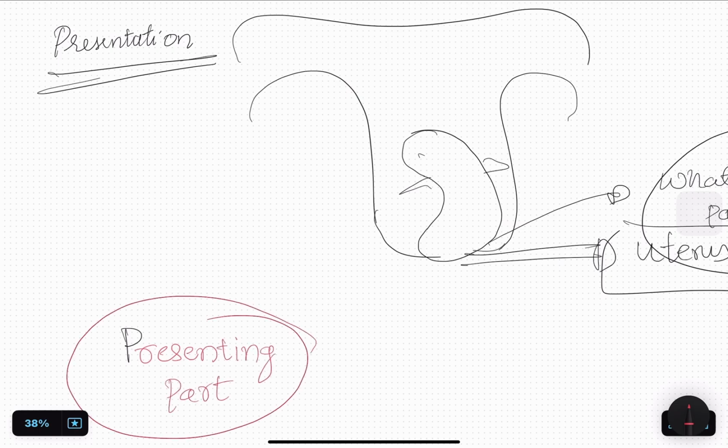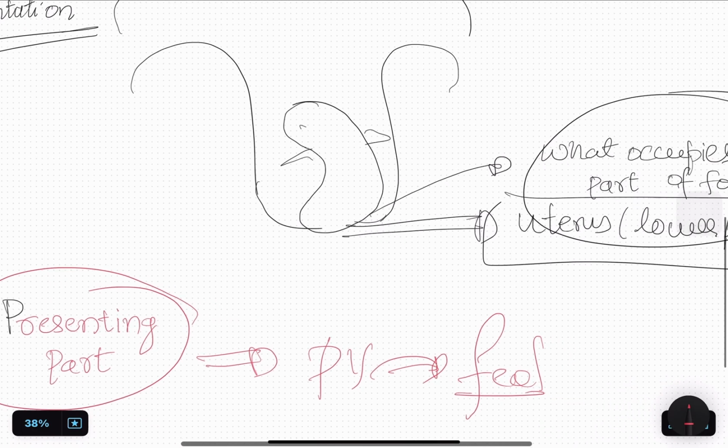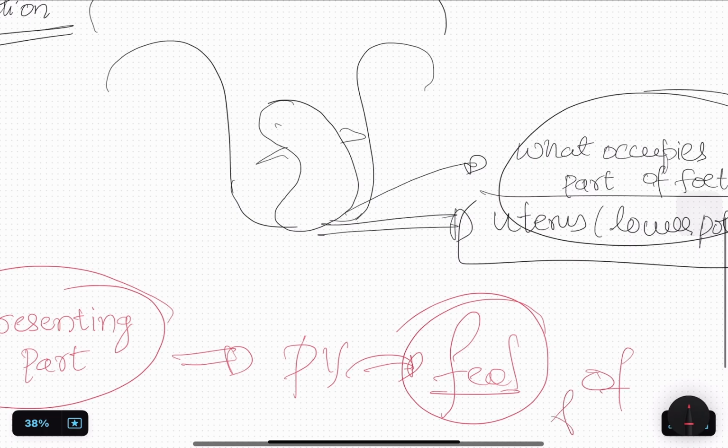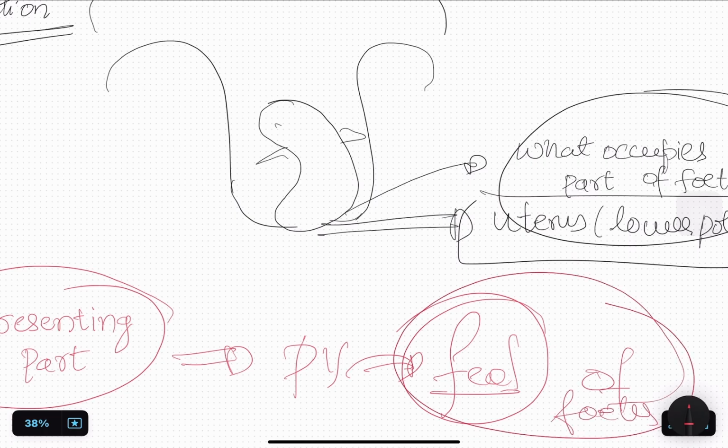So what is the presenting part? It is what you feel of the fetus when you do a PV. Okay, that is the presenting part. For example, you do a PV and you get the head, that is cephalic. If you get the buttocks, that is a breech kind of presenting part.